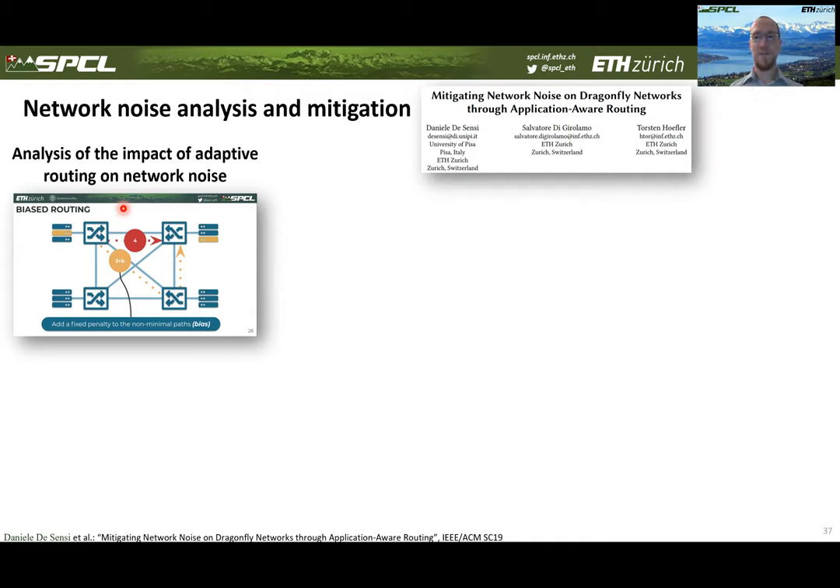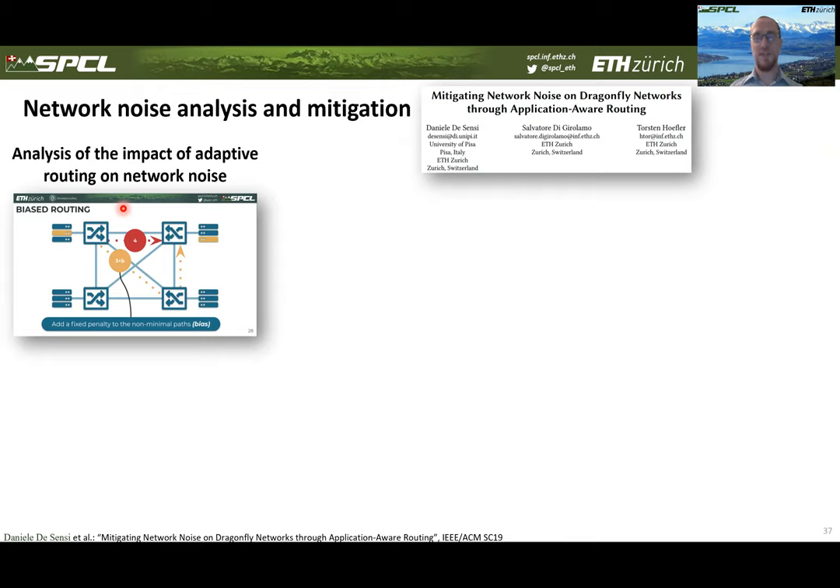You can have network acceleration as you want, like NIC acceleration. You will still not see deterministic performance because you're sharing network resources, specifically links, buffers, and switches, with other applications that you don't have under control. Right? So this is one of the major problems. This is what we call network noise.